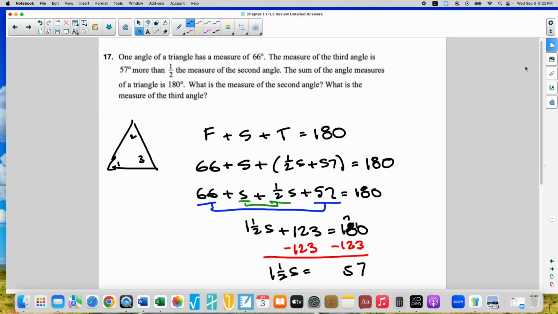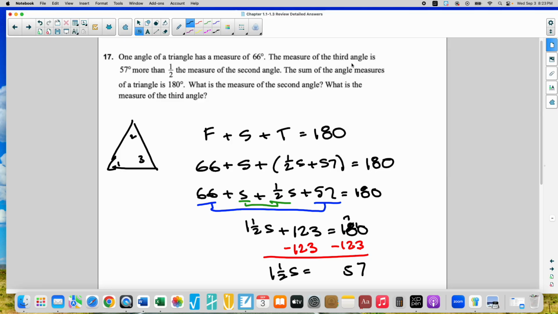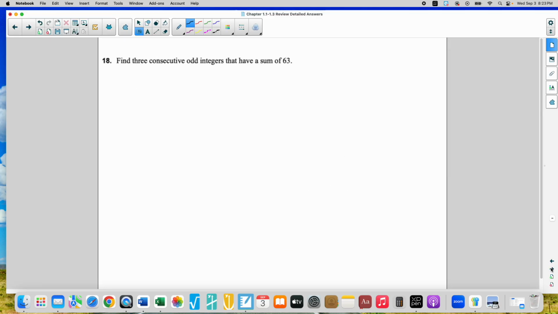6, 6, 12, 13. Let's check. 57 plus 66 equals 123. Let's do 180 minus 123 gives us 57. I'm right. They're wrong. They made a mistake.